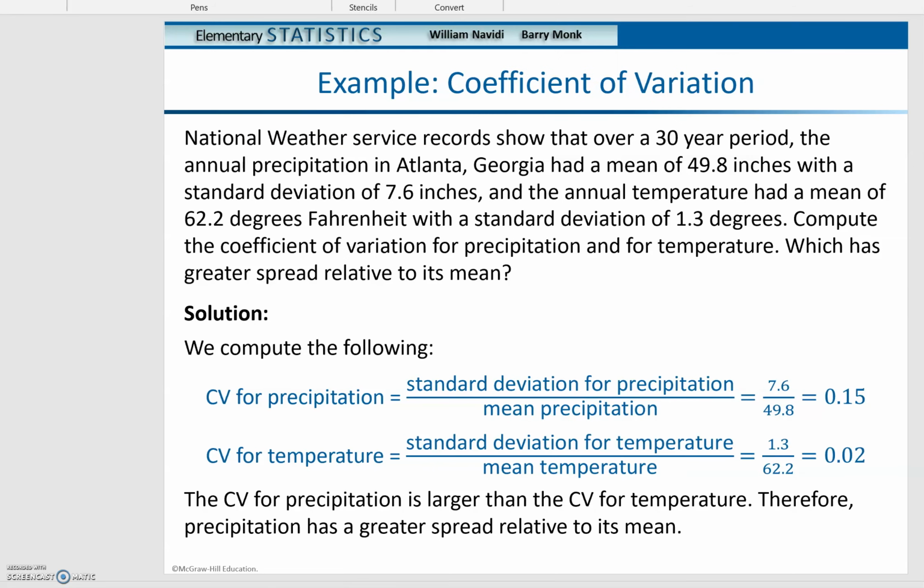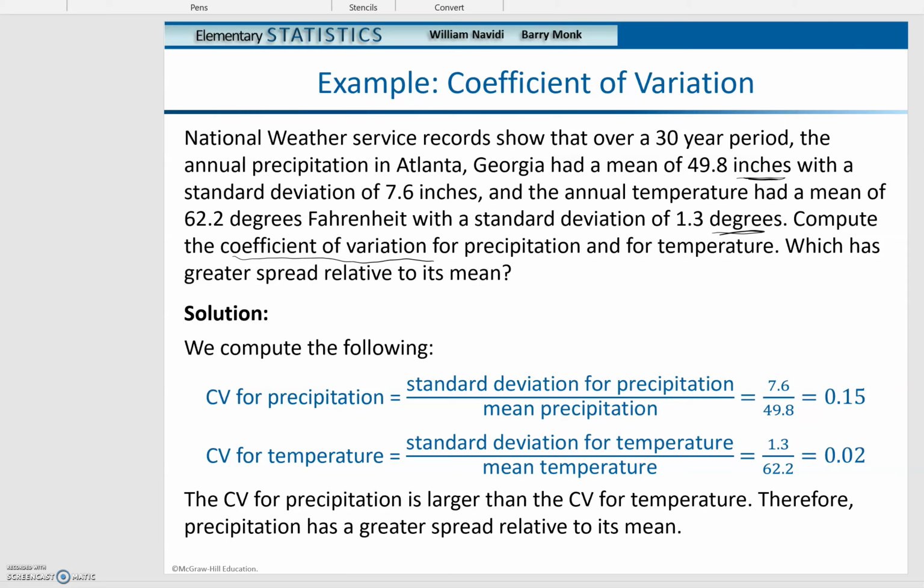National Weather Service records show that over a 30-year period, the annual precipitation in Atlanta, Georgia, had a mean of 49.8 inches with a standard deviation of 7.6, and the annual temperature had a mean of 62 degrees Fahrenheit with a standard deviation of 1.3. So the reason why we're using the coefficient of variance here is because we're looking at snow, basically, and we're looking at degrees. You can't compare snow with degrees, but if we convert them to the coefficient of variance, we'll be able to compare the spreads.